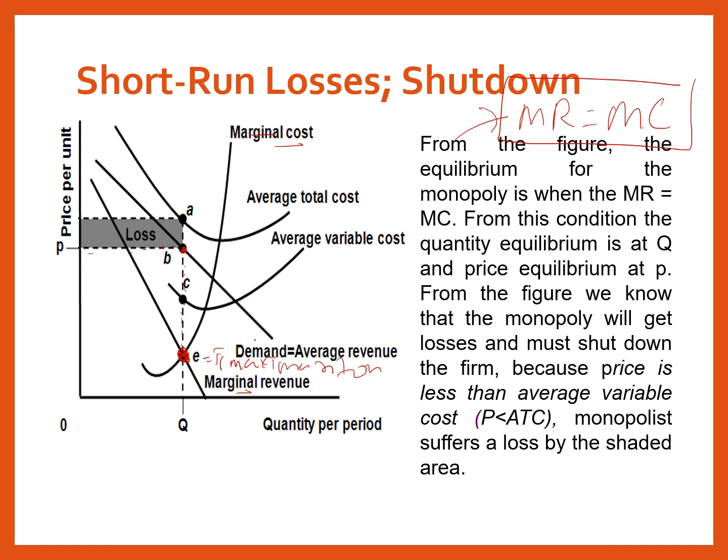So contohnya saya letak P di sini, nilai dia mungkin adalah 5. Dan kuantiti di sini saya letak nilai dia adalah 10. Okay, 5 dan 10 adalah in terms of nilai price equilibrium dan juga quantity equilibrium. Okay, so from the figure we know that the monopoly will get a loss and must shut down the firm because the price is less than the average variable cost. So the monopoly suffers a loss by the shaded area.